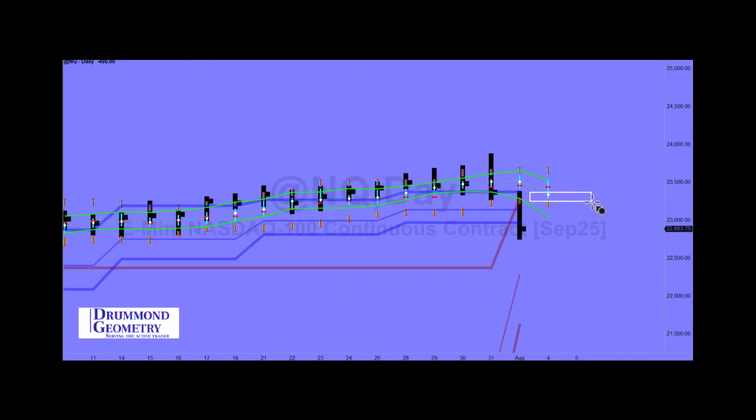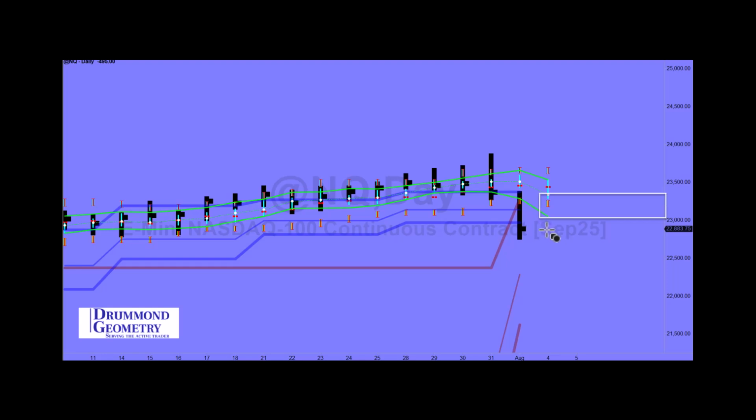To the mix, we'll add the daily PL dot coming in right around the 23,300 range, where we thought we were going to see the weekly PL dot. So there's again a pretty good sized cluster of resistance on a daily basis. I would expect this area just above 23,000 up to 23,300 to be the high for the day on Monday.